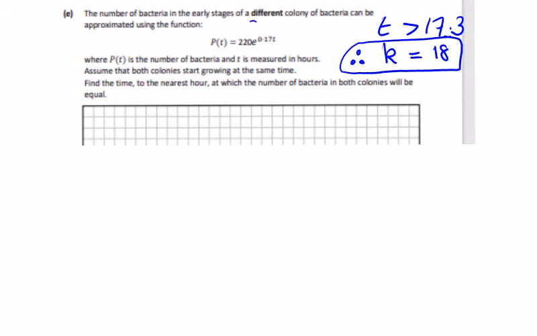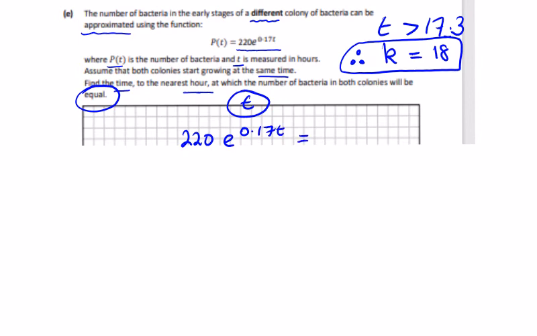So the number of bacteria in a different colony can be approximated using the function 220e to the power of 0.17t, and the same P of t, and t in hours. Both colonies start growing at the same time. Find the time to the nearest hour, so we need t, another log question, in which the number of bacteria in both colonies will be equal. Okay, they're going to be equal. 220 e to the power of 0.17t has to be equal to 450 e to the power of 0.065t.